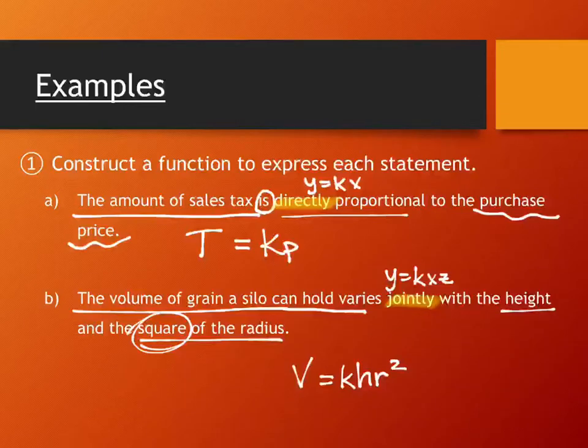And you might actually be familiar with this particular equation. This is an equation for the volume of a cylinder. So that's actually like a real life equation. The first one was too. It just, we don't know the tax rate, or the K right here is not filled in. But those are both equations that happen, and that's where they're coming from. They are direct and joint variations.